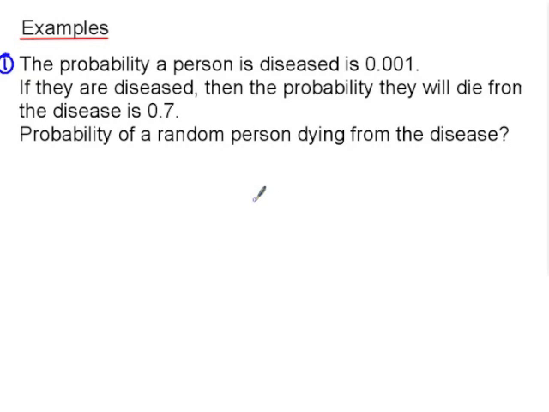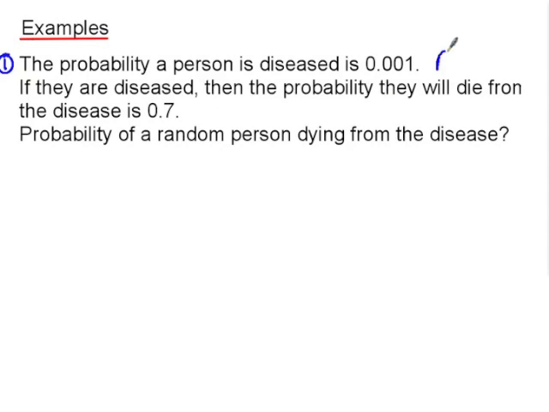I'm going to work through some examples which use these rules of probability, and as always you should pause the video and try them for yourselves before you watch my solution. So here we've got the probability that a person is diseased is 0.001, and if they are diseased, the probability they will die from the disease is 0.7.